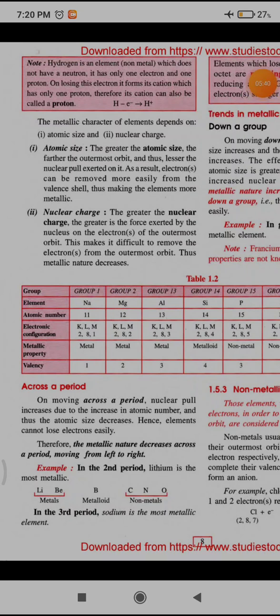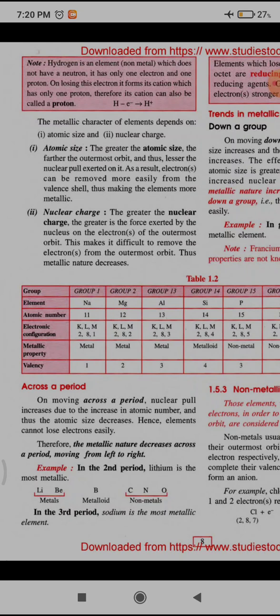Here it is written how your metallic nature decreases. How can you relate it with the atomic size? If the size is less, the electrons are very close to the nucleus, and the nucleus will always try to hold the electrons and attract them towards itself. Then the outermost electrons cannot move from there.